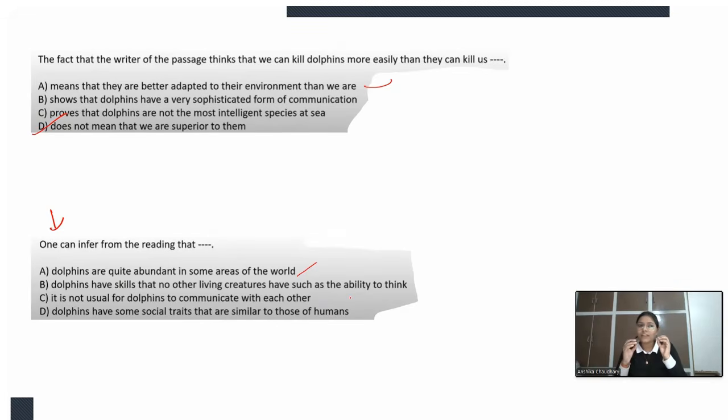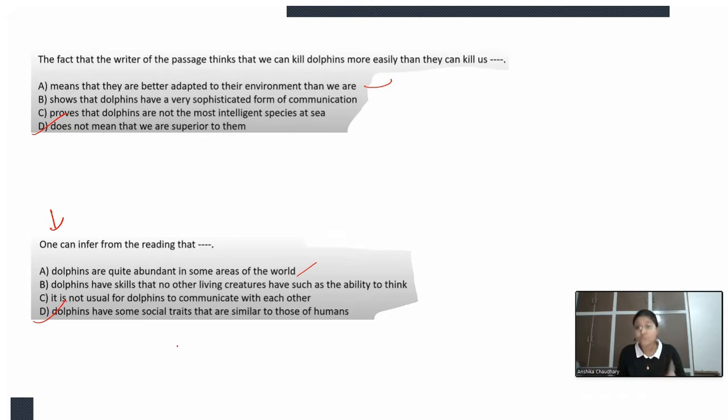So in 90% of the paragraph, we are talking about the traits, the nature of the dolphin, that it is more like humans, like in companionship, friendliness, behavior, their helping nature, their caring nature, etc. So it is much similar to humans. That is the meaning of that paragraph. So option number D will be the right answer according to our passage.